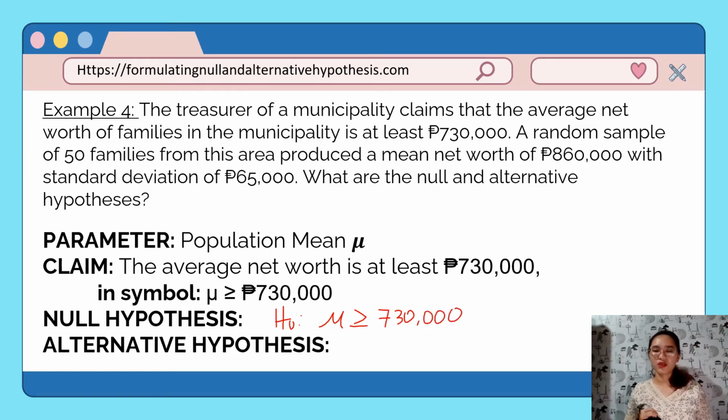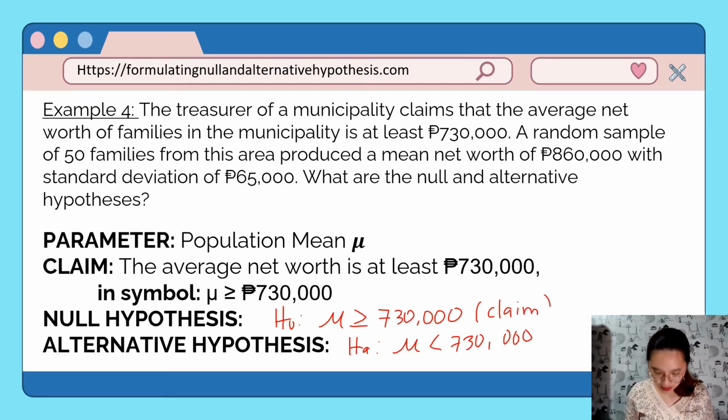Ayan. So, ibig sabihin, yung ating alternative hypothesis ay less than. So, opposite lang po. Greater than yan, less than. 730,000. Okay? And bali dito sa problem na to, ang claim niya is a null hypothesis. Okay? Next tayo.